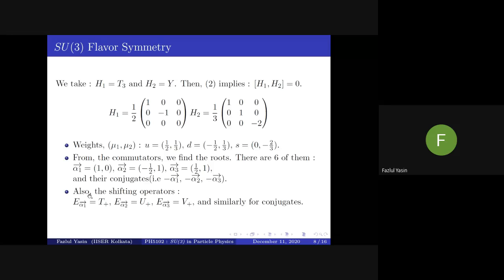Now, we can relate the shifting operators to each of the roots in this manner. E alpha 1 basically corresponds to T plus, and E alpha 2 to U plus, and E alpha 3 to V plus. And similarly for the conjugates, E minus alpha 1 to T minus, E minus alpha 2 to U minus, and E minus alpha 3 to V minus.